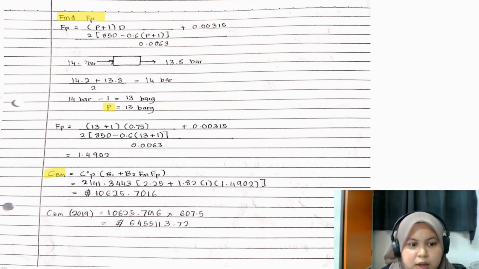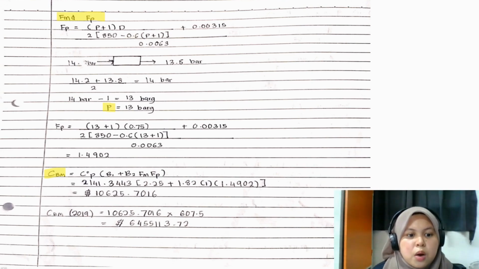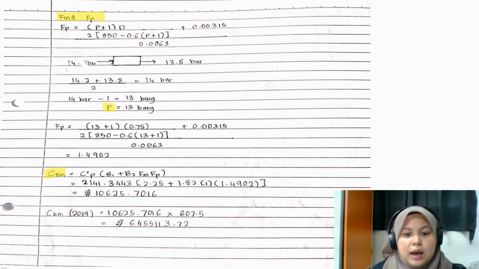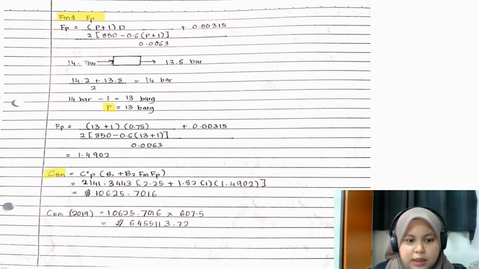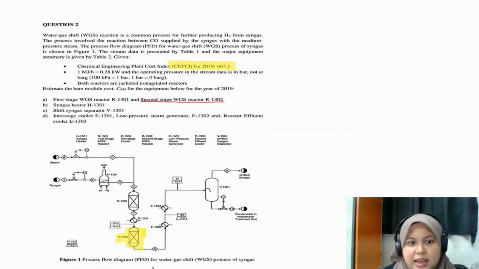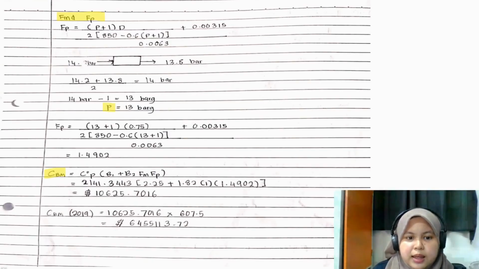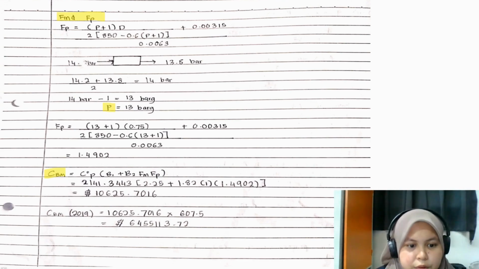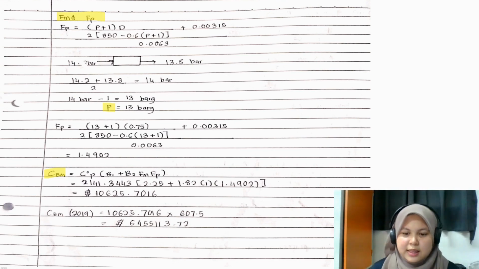And then after calculating all of the information here, we can know that the CBM is equal to 10625 times 7016. However, we need to change it into SEPC of 2019. It is given that SEPC 2019 is 607.5. Then we need to multiply by the CBM that we have calculated earlier, and then we will get 6455113.72. That's all for me.